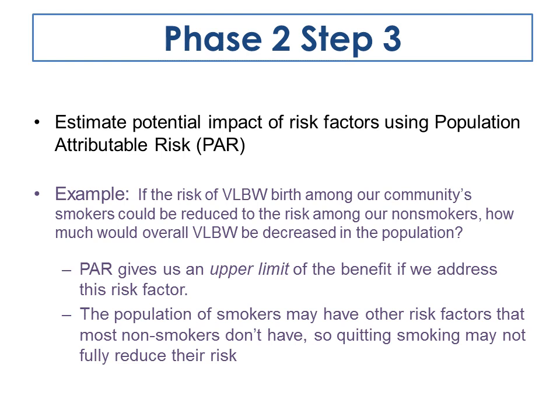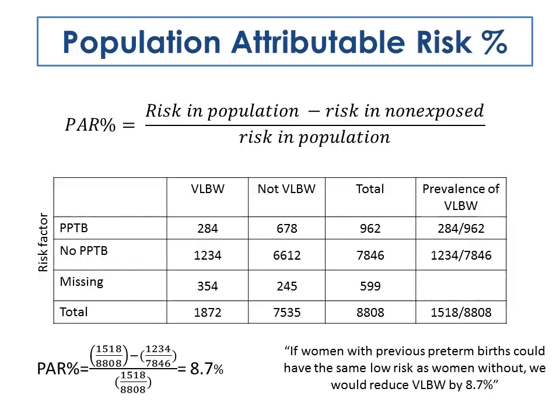So if you do your PAR analysis, it gives you an upper limit of the benefit if we address this risk factor. So this is estimating the impact of your work. And my next slide has the formula. I talk about it a little more. But this is just kind of getting back to looking at risk factors and seeing what floats to the top as having the most impact in your community.